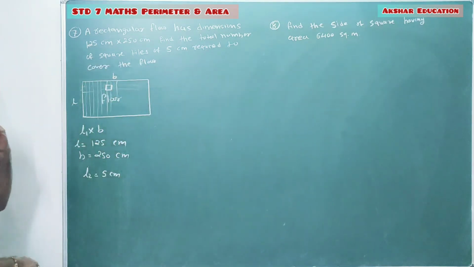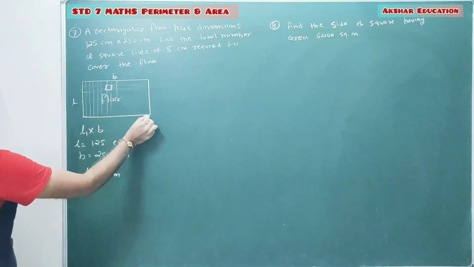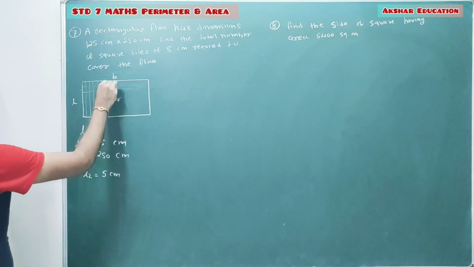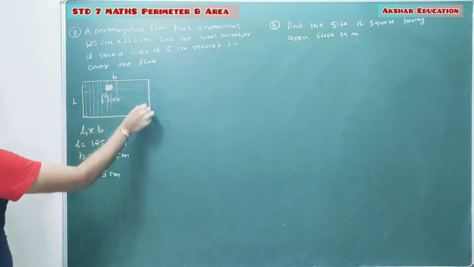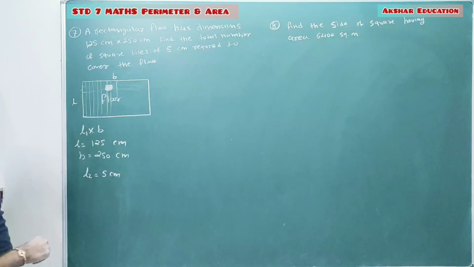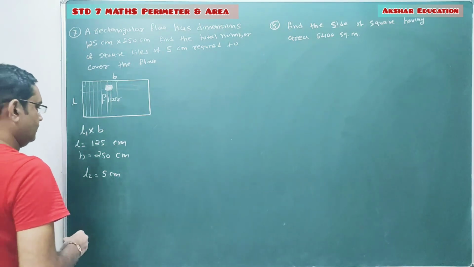So how to solve this? For that we have to find the total area of this rectangular floor, and we'll find the area of this one tile, and we will compare the area of this one tile with the total area of this rectangular floor. So we will get the total number of tiles to cover this floor. So our first step is to find the area of this rectangular floor.